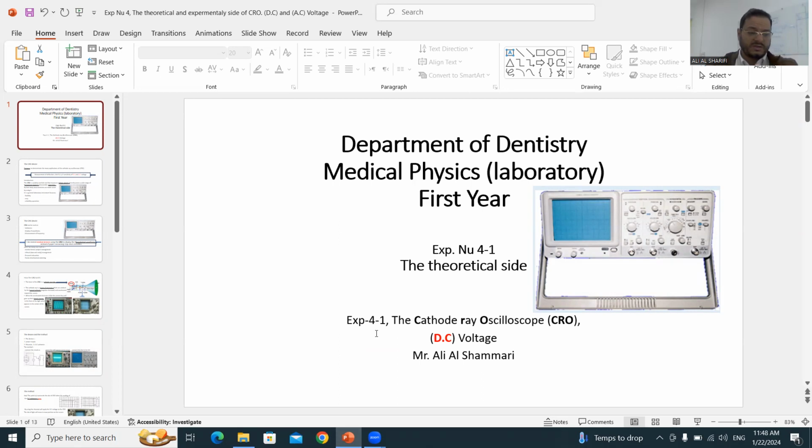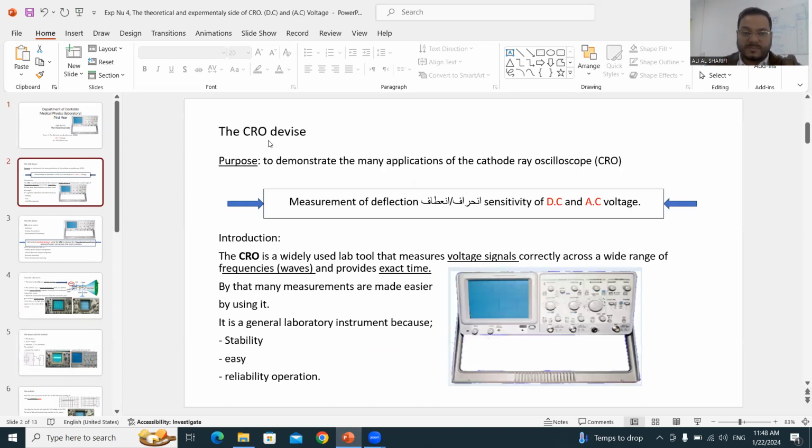And after that, we have another specific purpose today: to determine the deflection sensitivity of this device at DC and AC. At first, let's take a general idea about what the CRO is, how we can use it, and how this device works. The purpose, like I said before, is to demonstrate the many applications of the cathode ray oscilloscope: C from cathode, R from ray, O from oscilloscope.